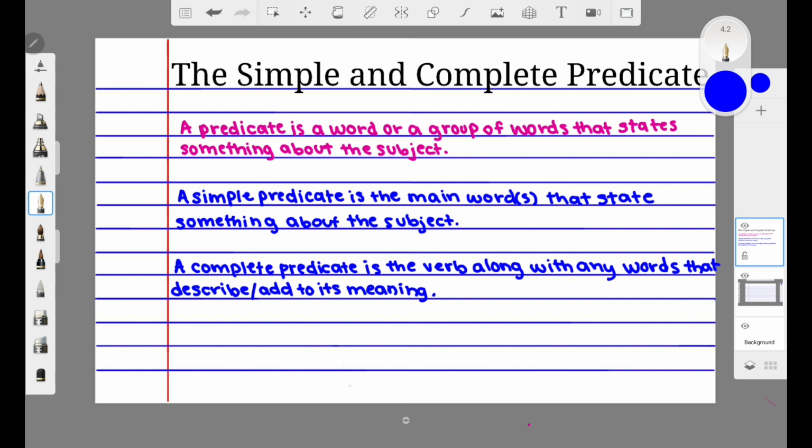So now when we talk about simple and complete predicates, a simple predicate is the main word or words that state something about the subject, while the complete predicate is the verb and any words that describe or add to its meaning. So the verb cannot stand by itself, and that's why the rest of the sentence is there. That would be part of the complete predicate. Let's add on to our previous example. Melanie draws a picture.